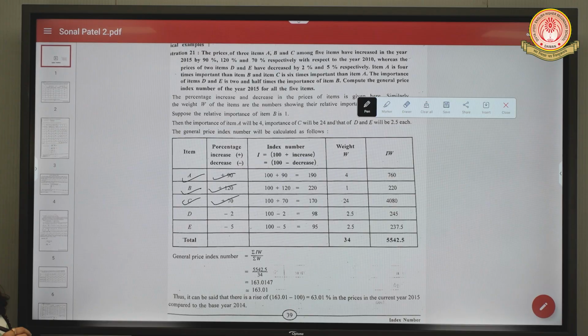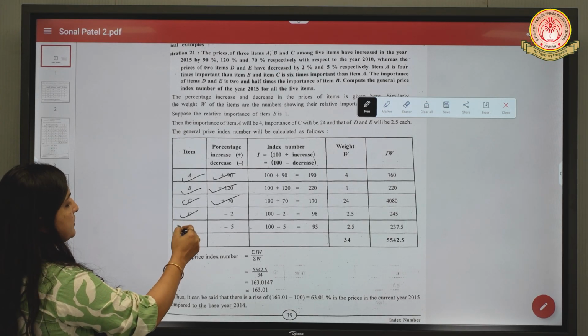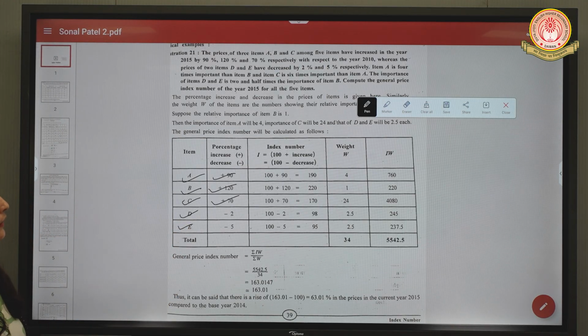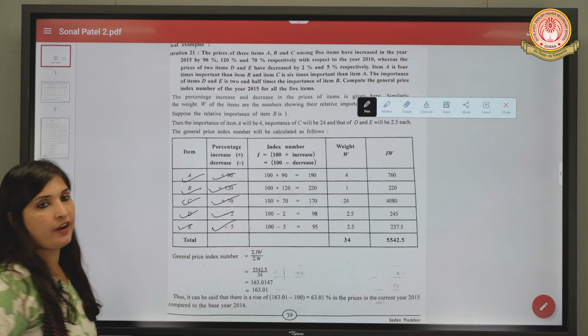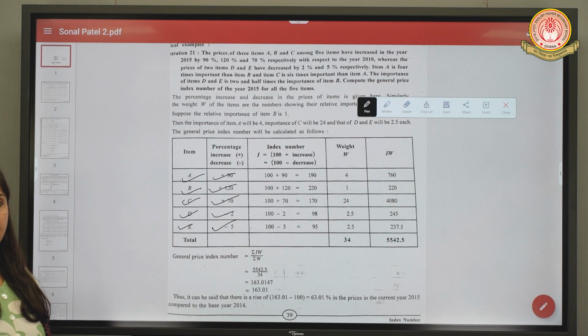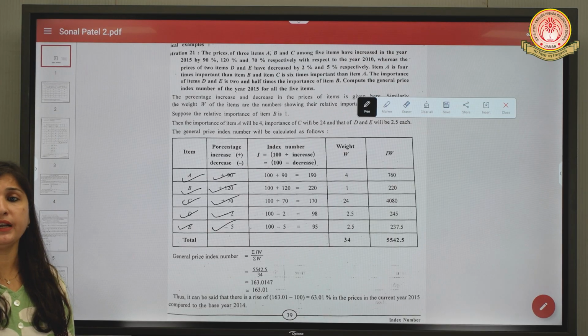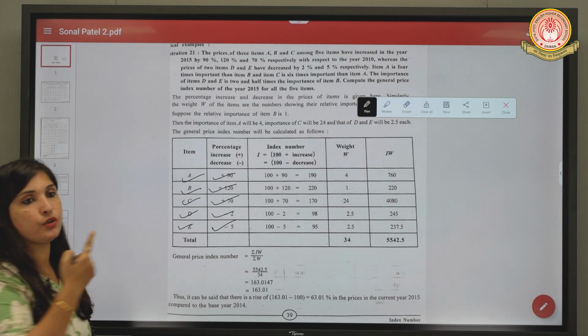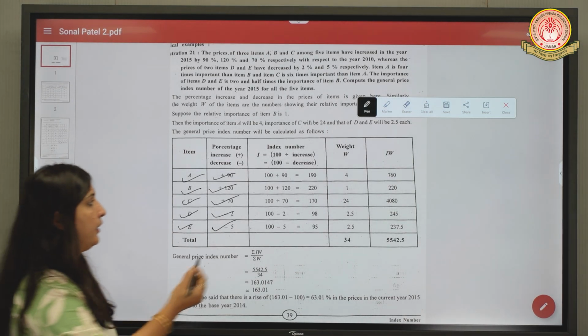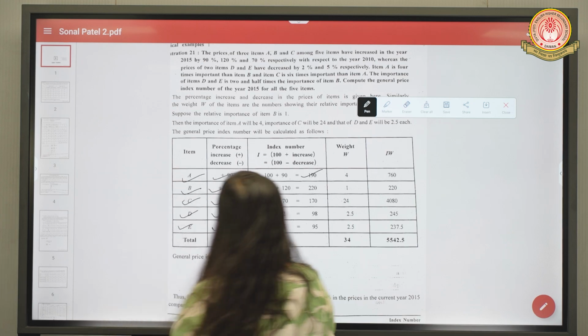Whereas prices of item D and E, we have 2 more items, D and E, and the prices of D and E have decreased. Decrease means less. Decreased by 2%, so less 2%, decreased by 5%, so less 5%. So whenever it is given increase, we have to add with 100. So it is plus 90, so we have to add 90 in 100. So this is 190.